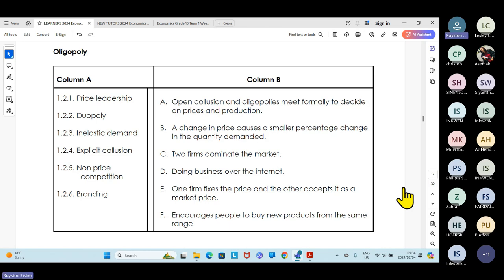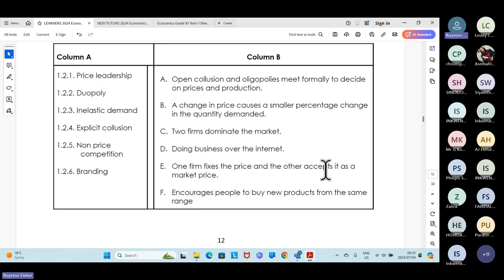Paul says it's B. Philip S says it's E. Buren says it's E. Fadel says it's E. And that is all correct. Those of you that said it's E, it's correct. One firm fixes the price and the other accepts it as is, as the market price. So that is price leadership.